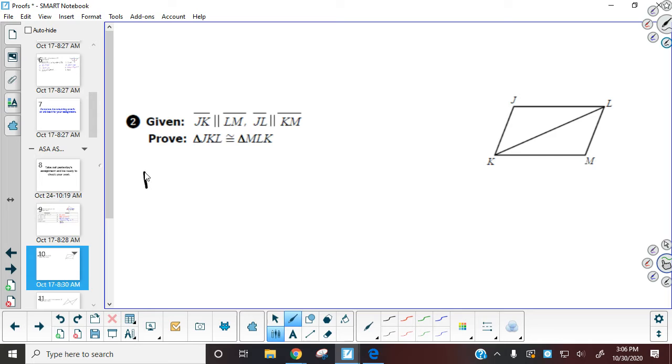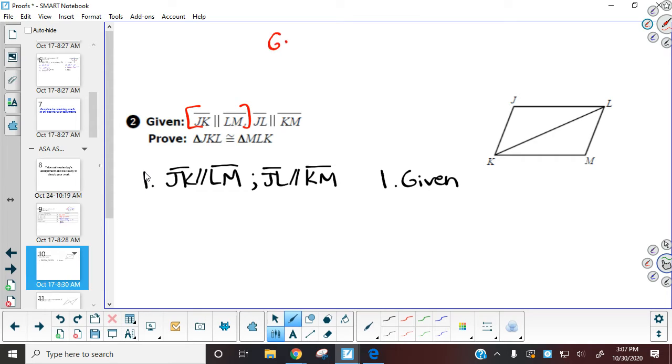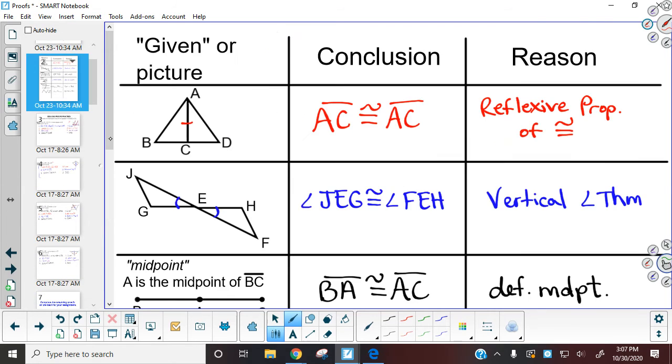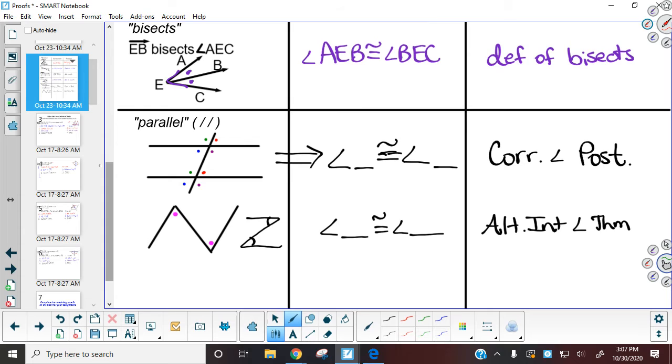So let's look at one without any blanks given to us. First off, we have JK parallel to LM, and we also have JL parallel to KM. Again, first step is always the given. Okay, so now let's look at our pieces. Always go to the given first to get all the information, and then go to the picture second to get some more information. So if we have JK is parallel to LM, if we think back to our cheat sheet, parallel doesn't give us congruent sides. Parallel gives us congruent angles.